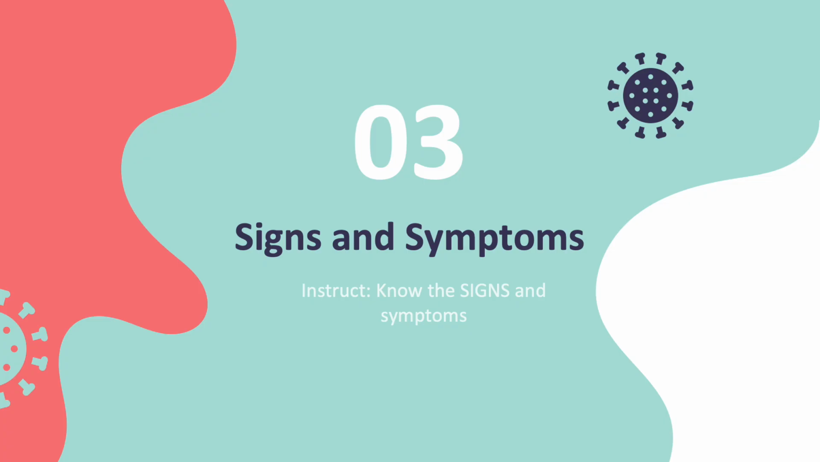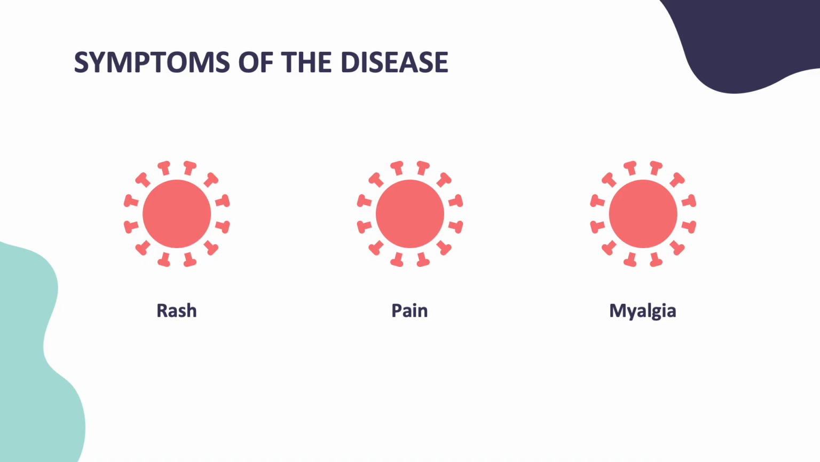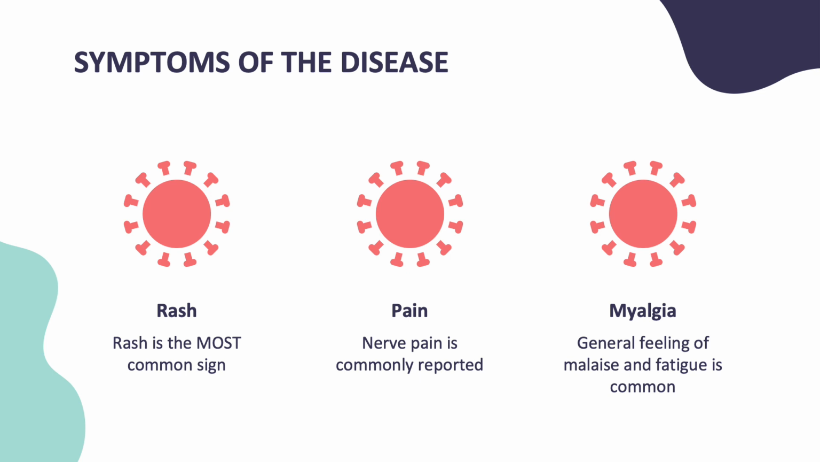Learning objective number 3, signs and symptoms of the shingles infection. Symptoms of the disease include rash, which is the most common, pain, nerve pain is commonly reported for shingles infection, and finally myalgia, a general feeling of malaise or fatigue.